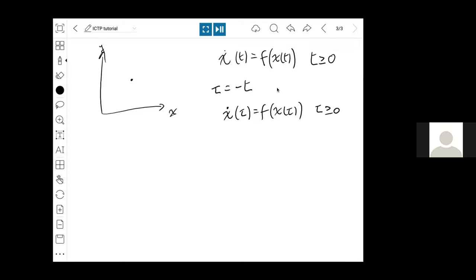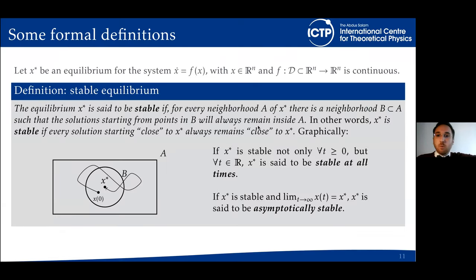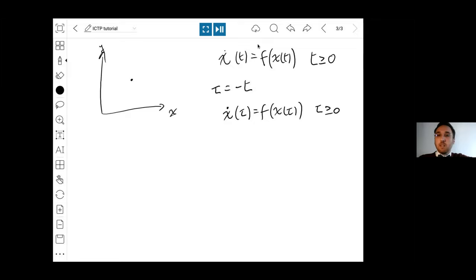So it is supposed to be a transformation on t, but t itself cannot be negative. Yes, if you want, mathematically, yes. If you want, I can change what I'm saying here to exactly what I've written here. So if you can say that the equilibrium is stable for t larger than zero, and then it is also stable if you make this change of variables, then it is stable at all times. Okay, thank you. Okay, no problem.